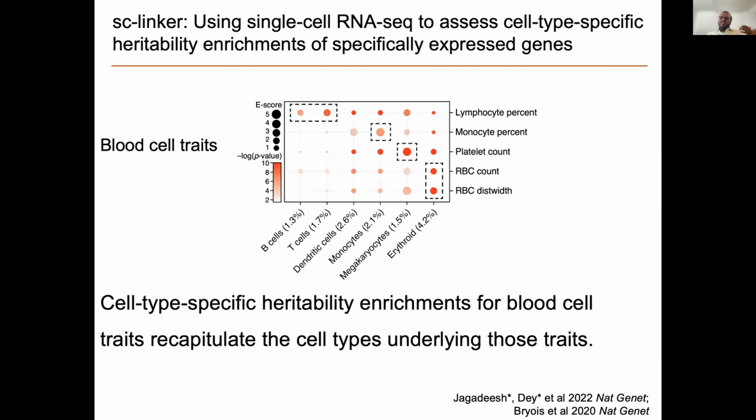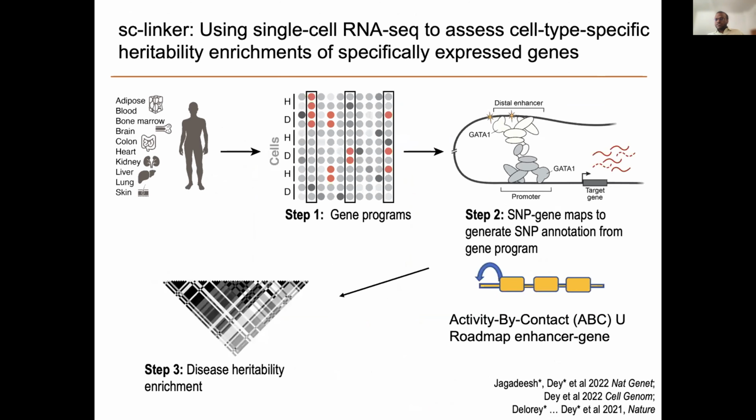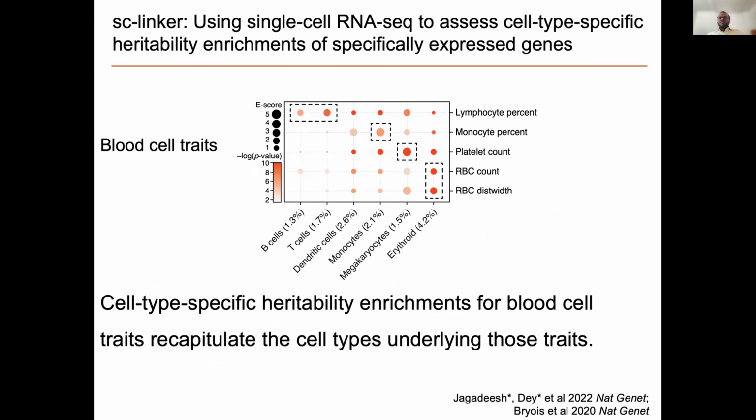And we linked those programs to variants, not using the 100 KB window as was used in the SEC paper, but using the activity-by-contact and Roadmap and Enhancer-gene links. What we observed was that we were able to pick out the right cell types for the right blood cell traits. As you can see here with the B cells and T cells being more enriched for lymphocyte count, erythroid more enriched for RBC count, etc.